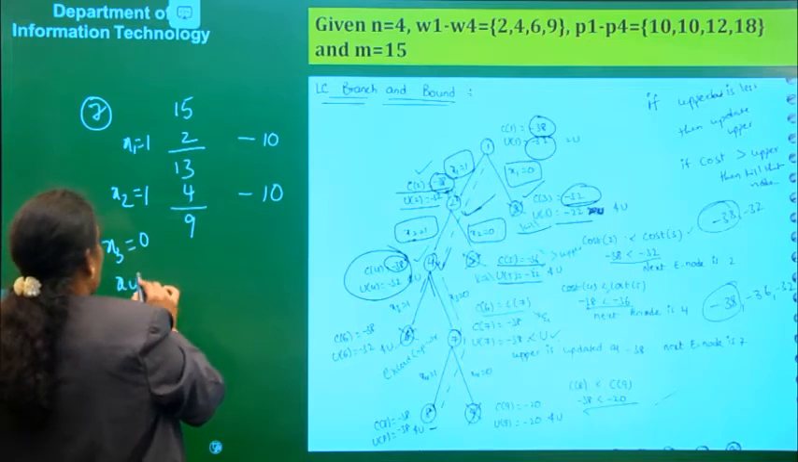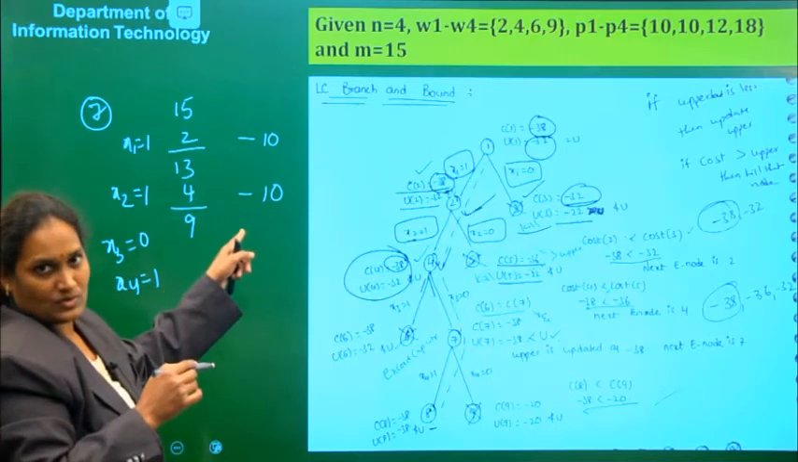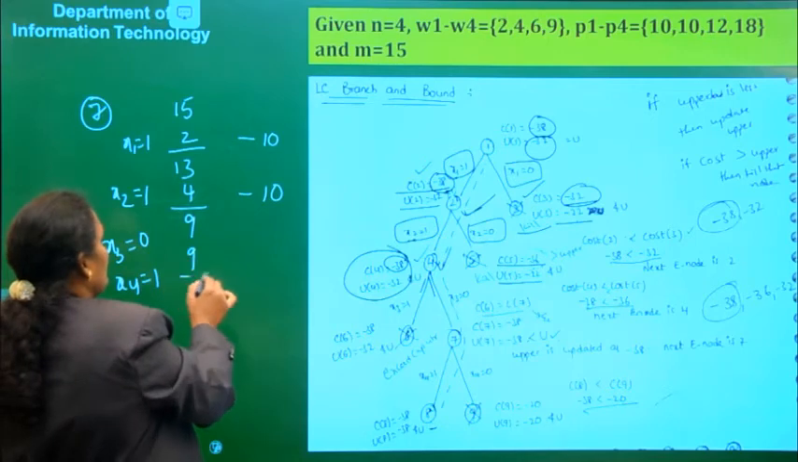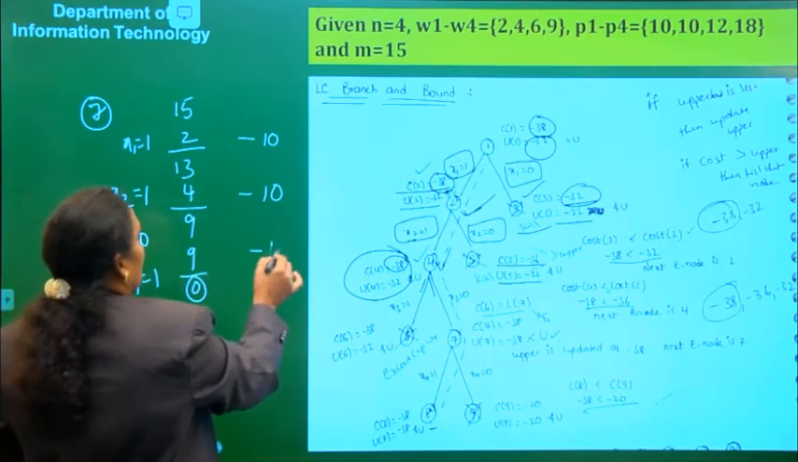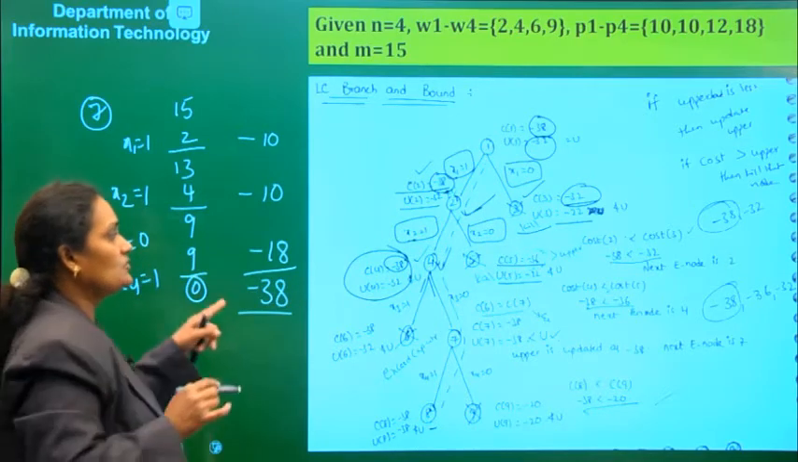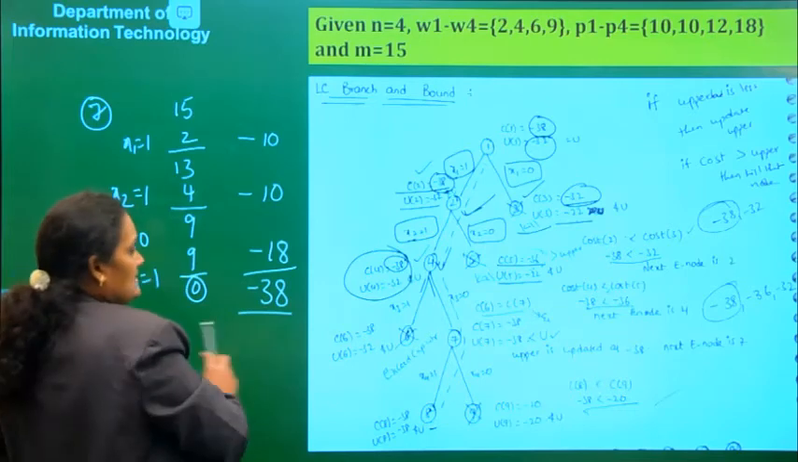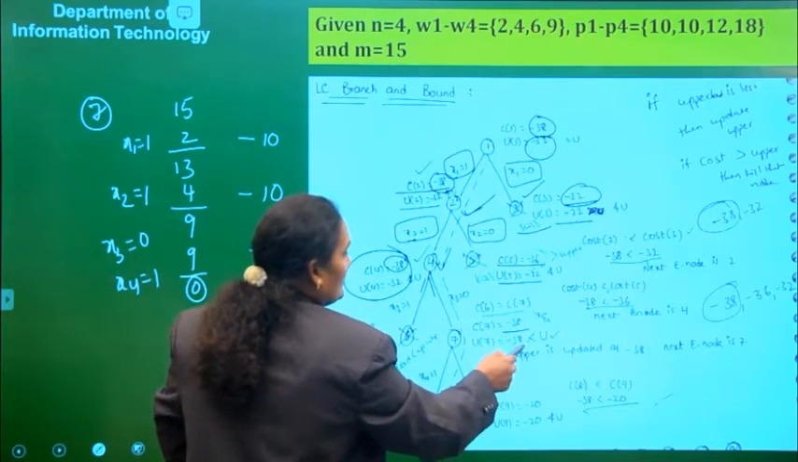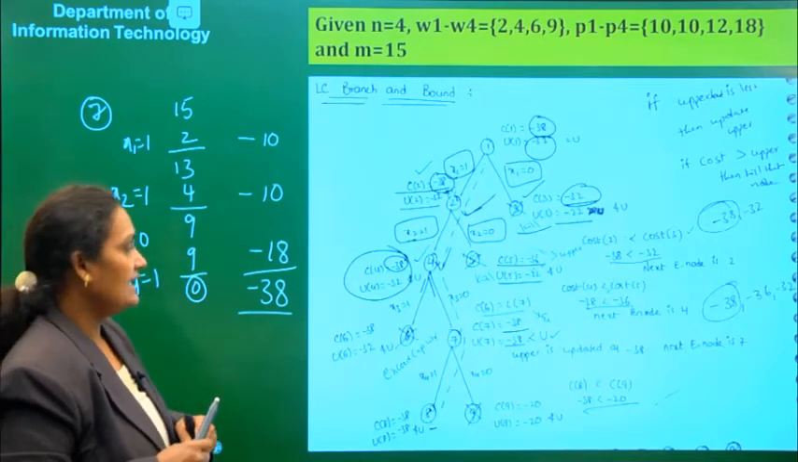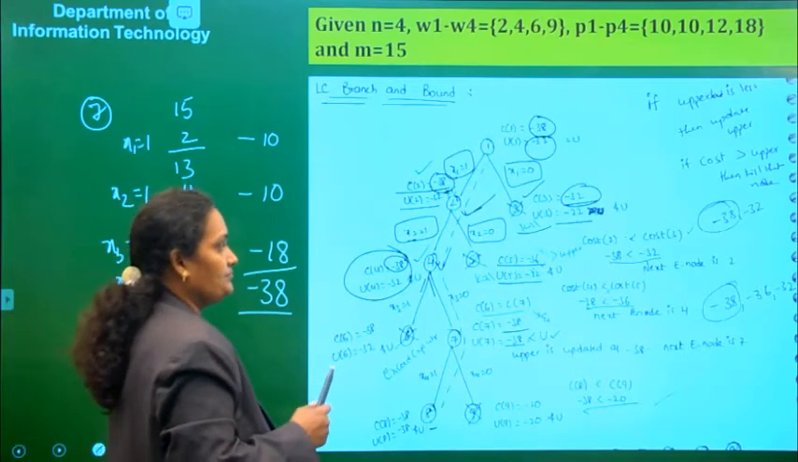Now I place X4. X4 is 1. Since I can completely place X4, the remaining capacity is 9 and X4 weight is 9. I can completely place it, so it becomes 0 and the profit earned is minus 38. Minus 38 becomes both lower bound and upper bound. Now here you can observe at C7, both lower bound and upper bound are minus 38 itself.